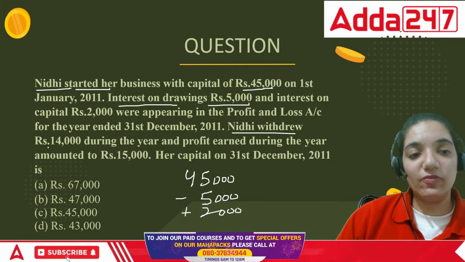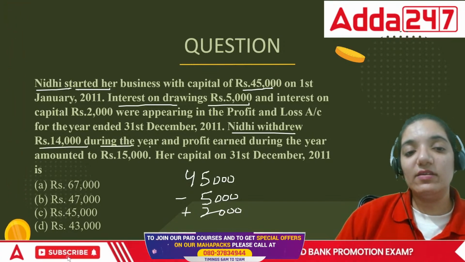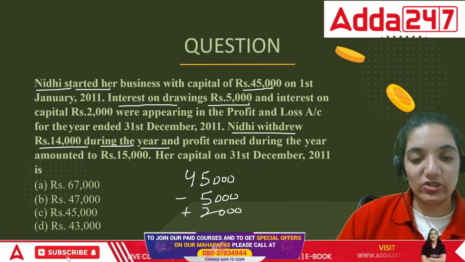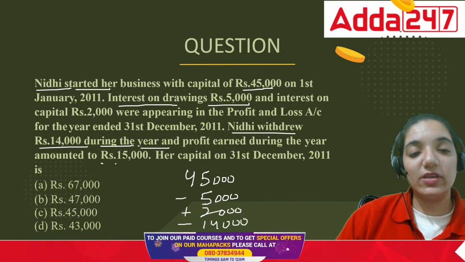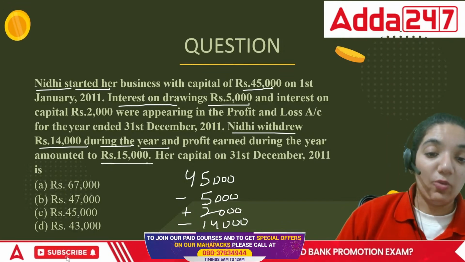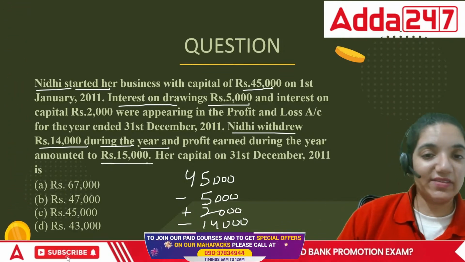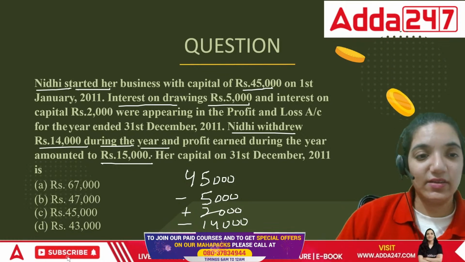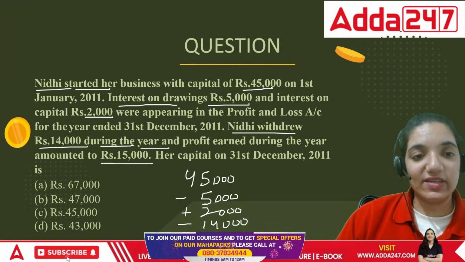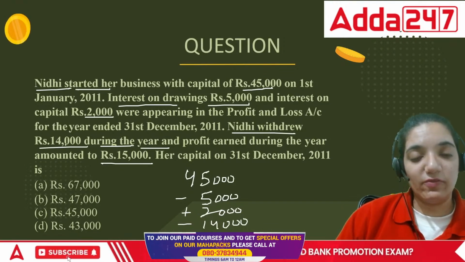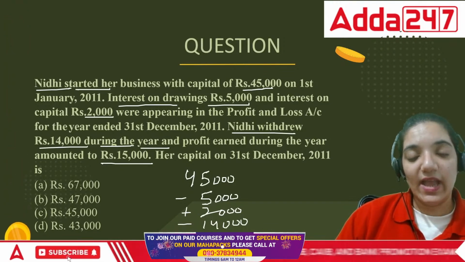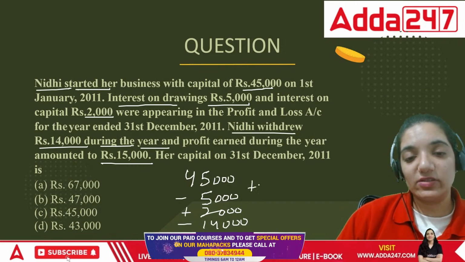Nidhi withdrew 14,000 during the year, and profit for the year was 15,000. Whatever she withdrew is drawings. She hasn't added anything in the business this year. Interest on capital is done, interest on drawings is done. Then Nidhi withdrew 14,000 and the profit is 15,000.